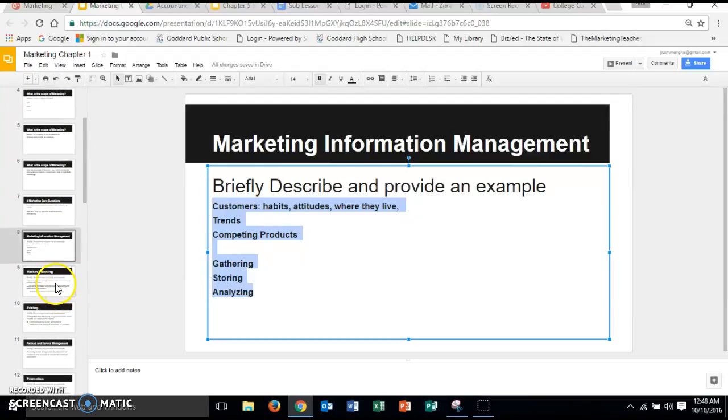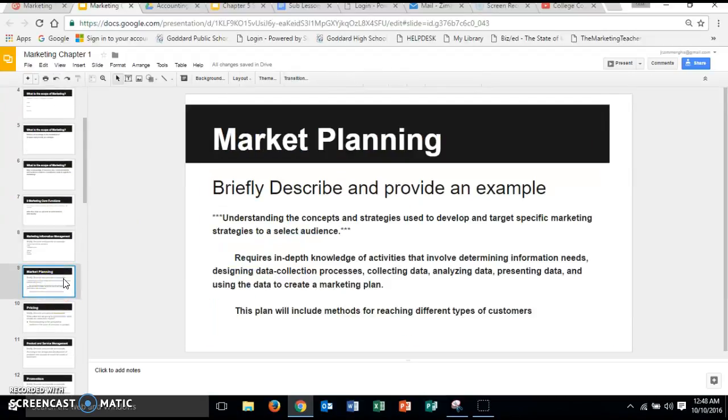Okay. After marketing information management, we have market planning. This revolves solely around planning what you're going to do. Again, I'm asking you to briefly describe what this might look like, but I want you to do it based on what we've done so far. And have we been doing it well? Do we need to improve upon it?